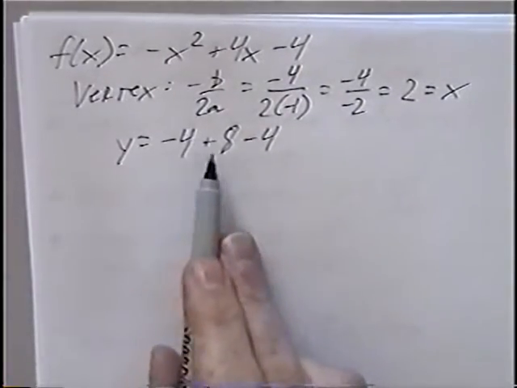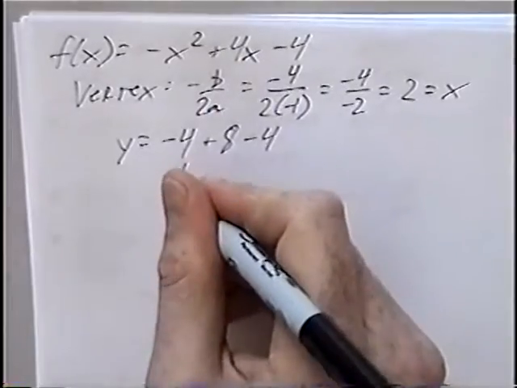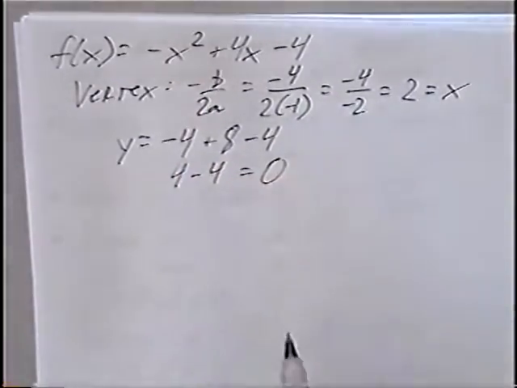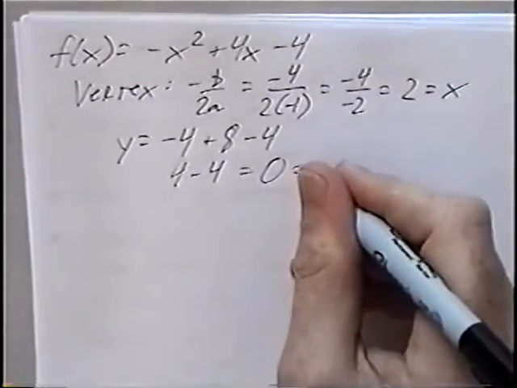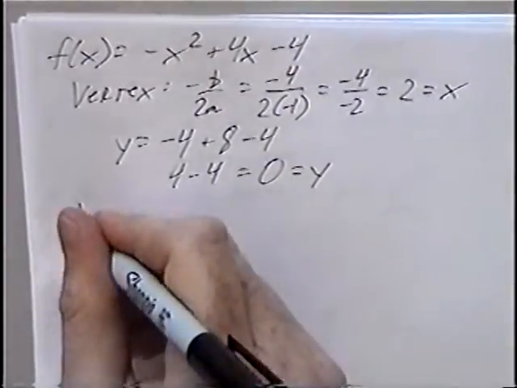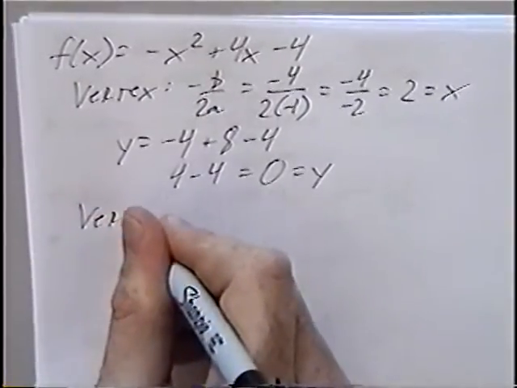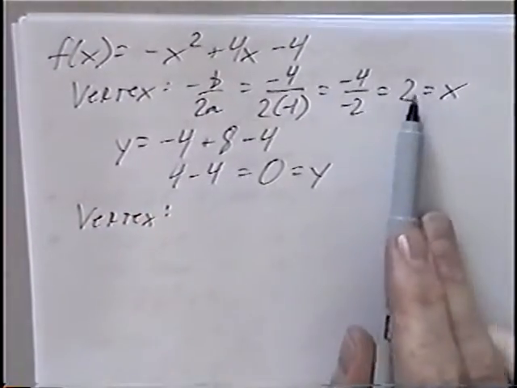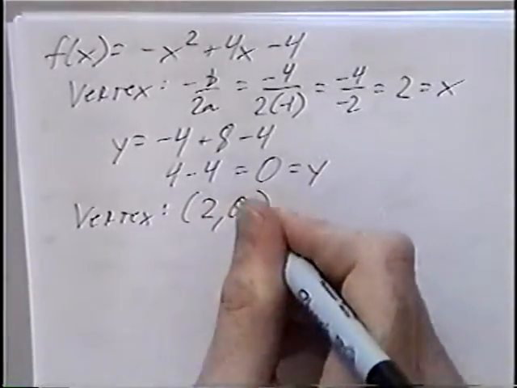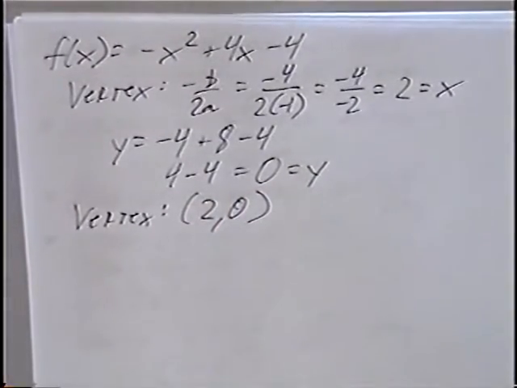Negative 4 plus 8 would be positive 4, and subtracting the 4 on the end would be 0. Again, that's the y value, so y is equal to 0. Our vertex, again, we can make a point. X is equal to 2, y is equal to 0, so our vertex would be 2, 0.